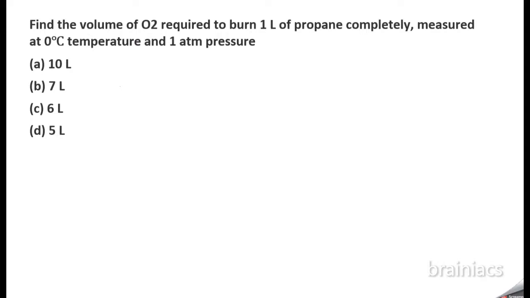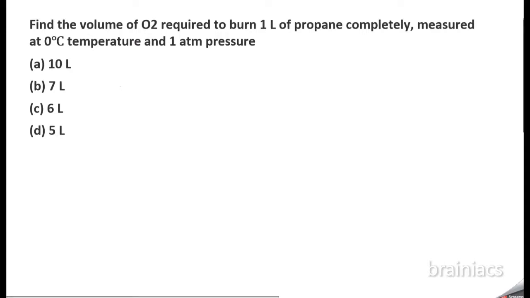So today we have a new question in front of you. I hope you could see the question. I will read the question for you. Find the volume of oxygen required to burn 1 liter of propane completely measured at 0 degree temperature and 1 atmospheric pressure. So you have four options given: 10 liter, 7 liter, 6 liter, and 5 liter. So we will see how to do this question.